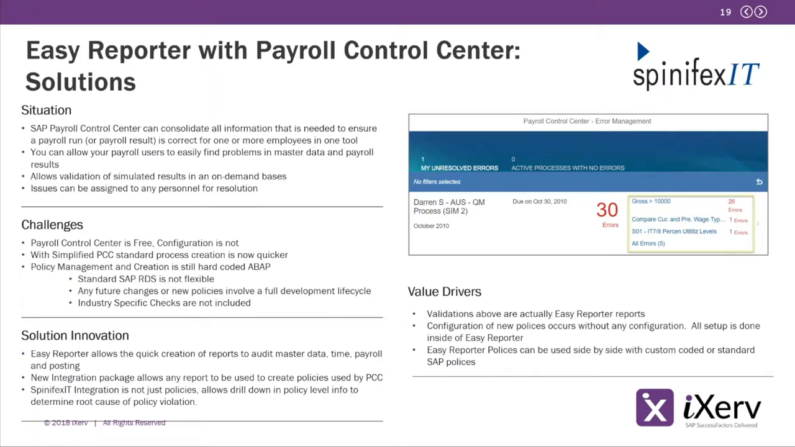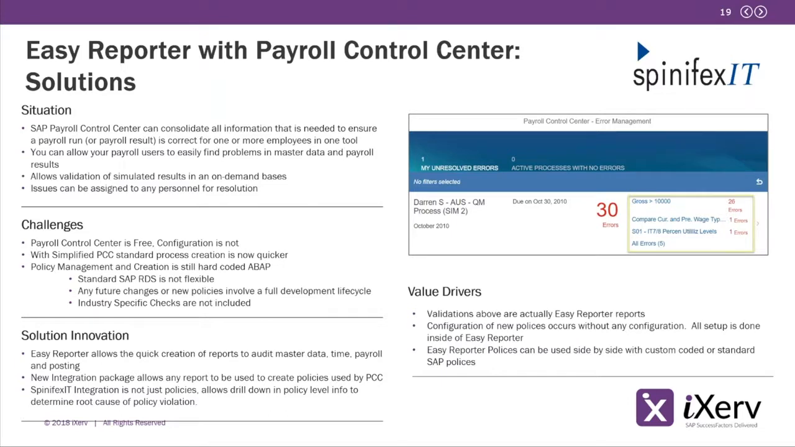Using something like EasyReporter allows the quick creation of reports to audit your master data, time, payroll, including your posting, and it's all going to integrate directly inside of Payroll Control Center. We've also made the integration easy. The configuration, I'll show you a little bit of it today if we have some time, is actually right through EasyReporter. There's a few steps at the beginning to get the ING set up to accept EasyReporter, but once it's in there, you're not having to do config.